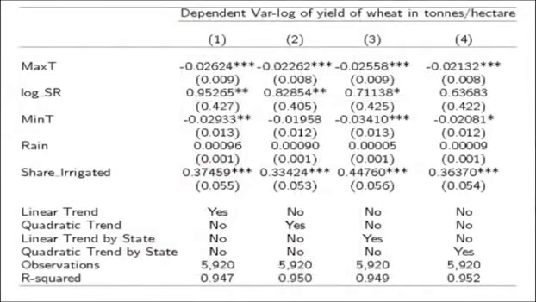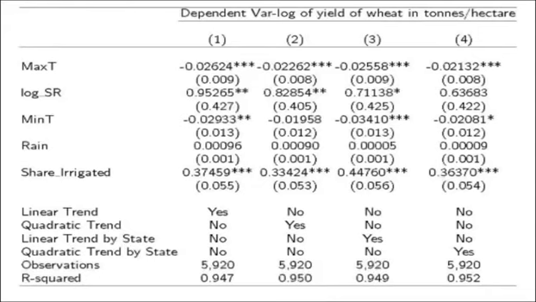The first set of regression results. So we find that for a 1 degree increase in maximum temperature, yields decrease by 3%. Even for minimum temperature it is about 3%. So they both have similar magnitude. How do these columns 1, 2, and 4 differ?